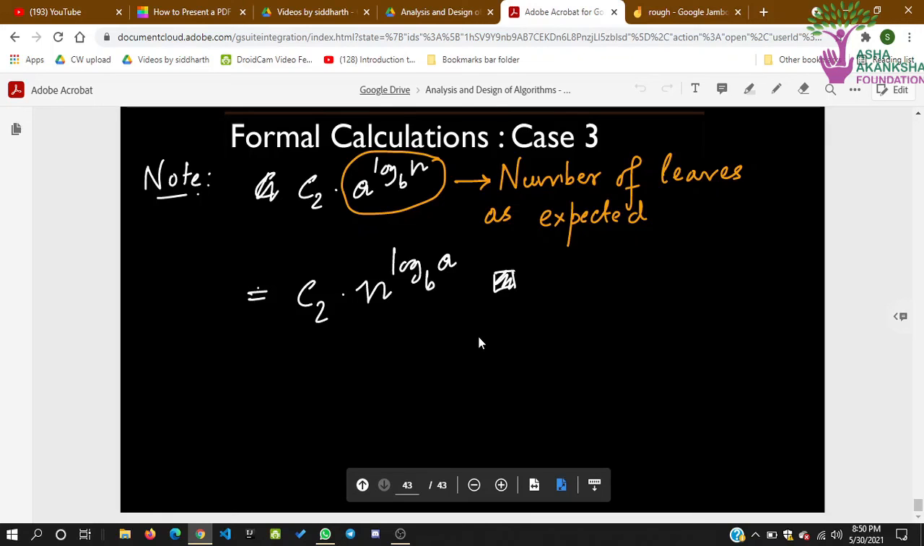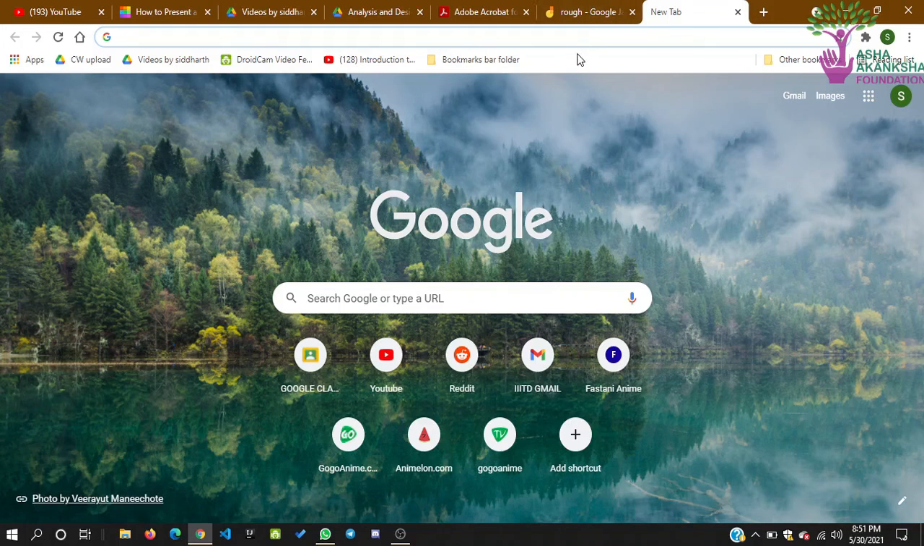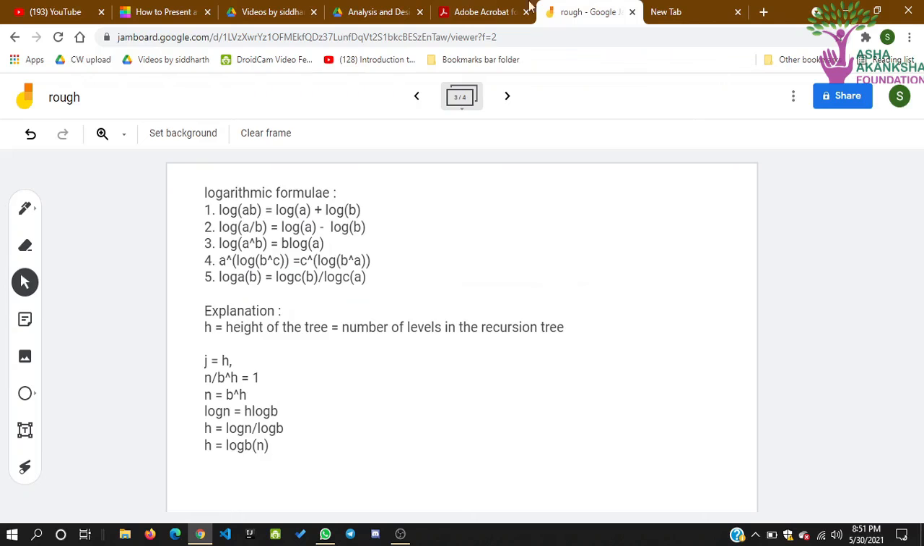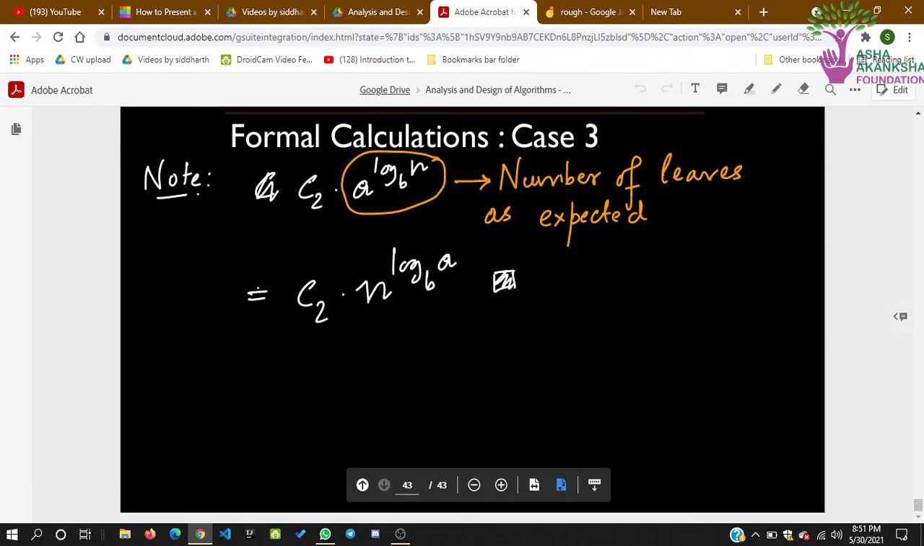So that is all in this video. In the next video, I will be starting with counting inversions. That is a part of the divide and conquer recursion problems.